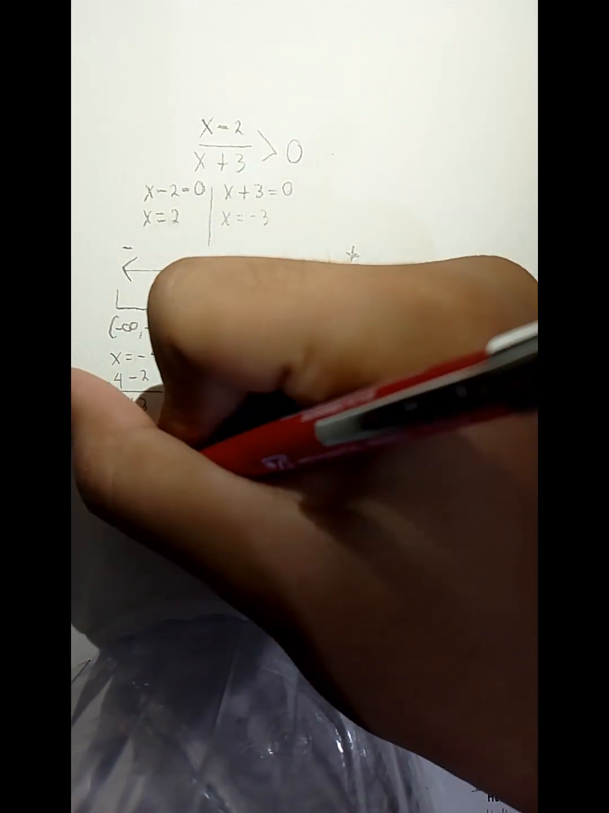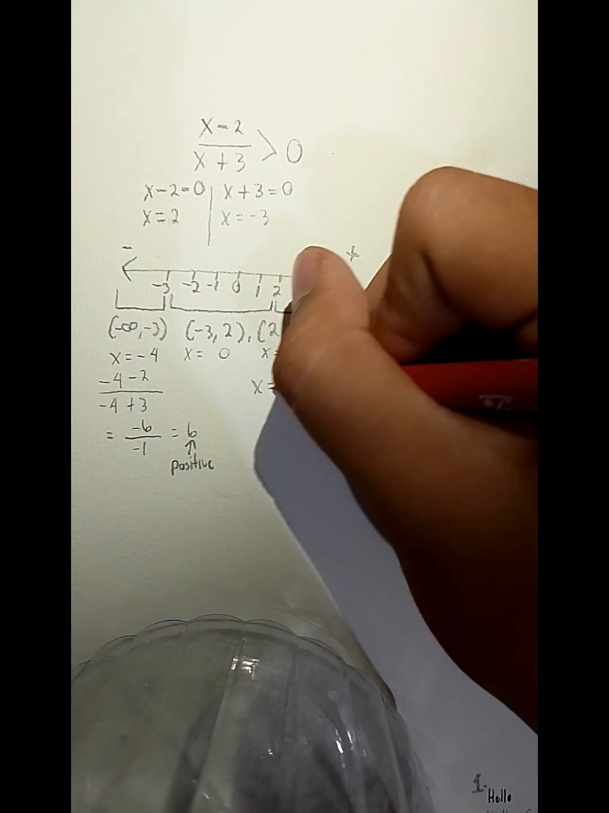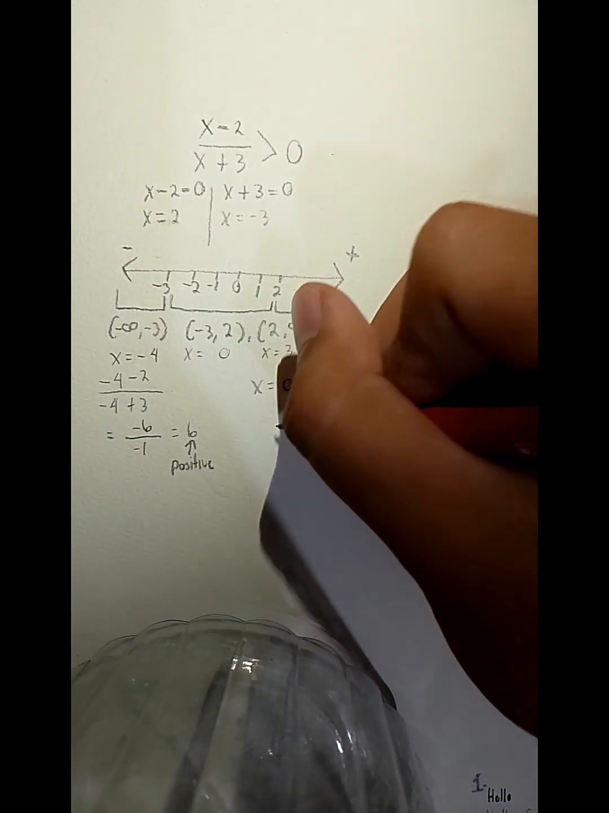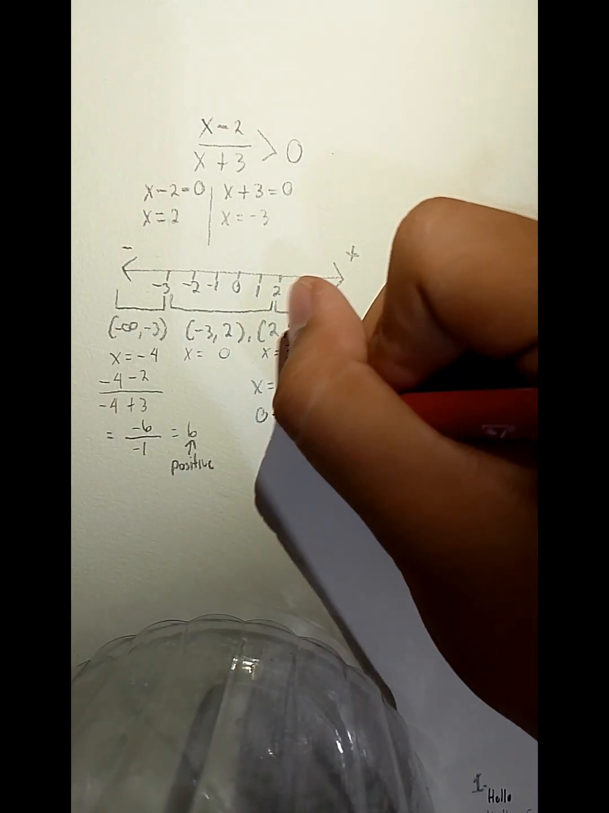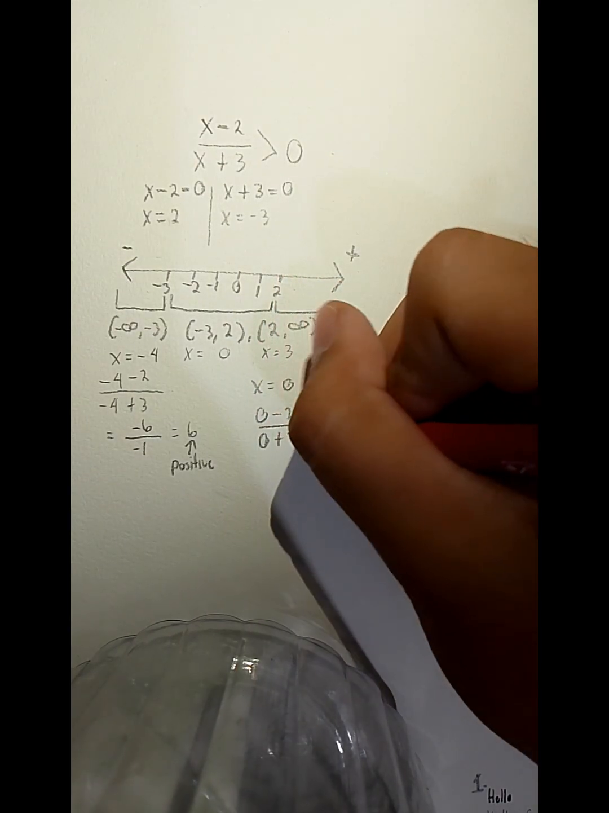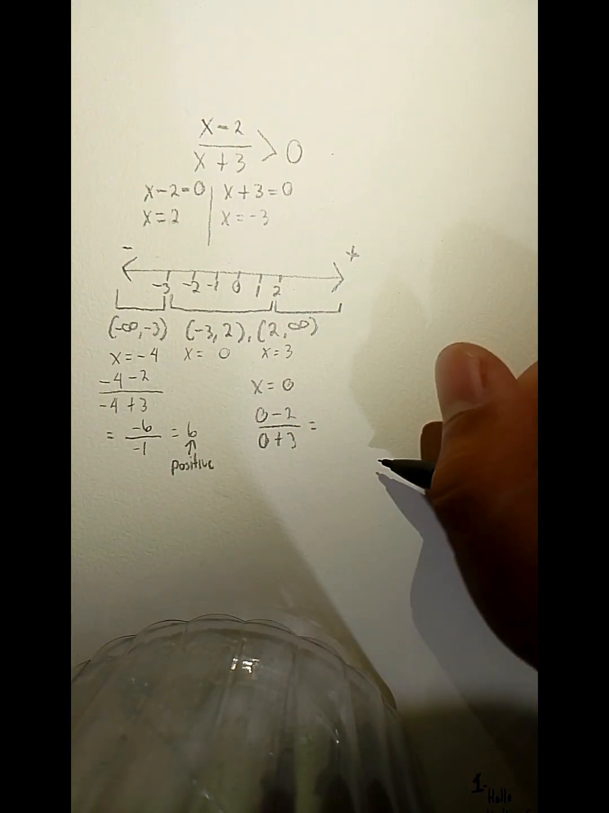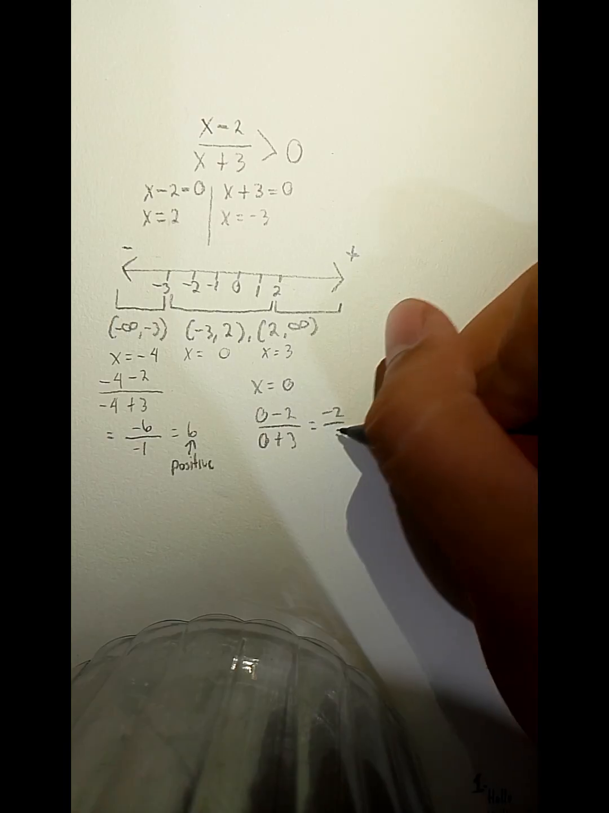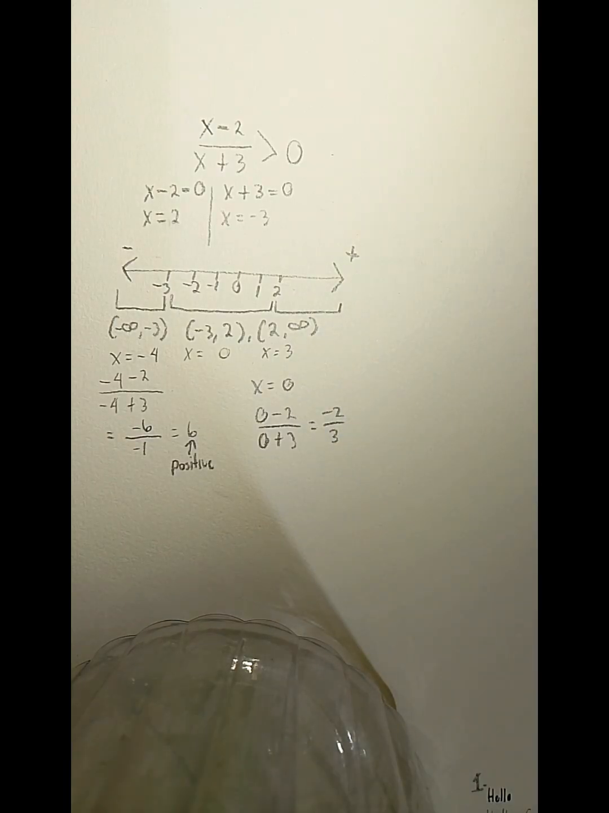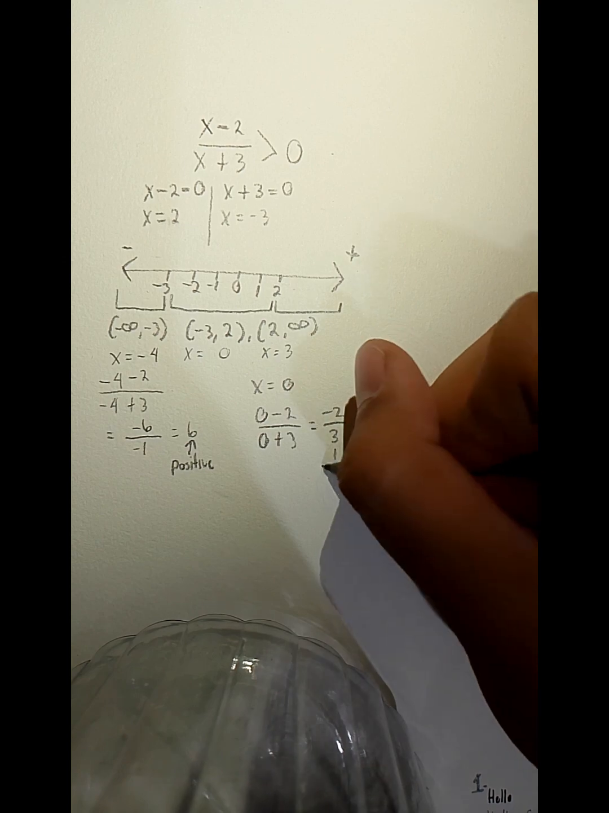Now let's get x equals 0. 0 minus 2 over 0 plus 3 equals negative 2 over positive 3. Since this is a negative divided by a positive, it will be marked negative.